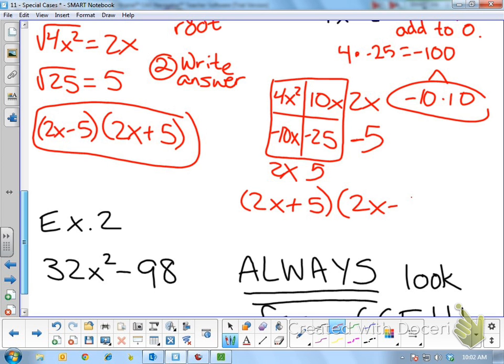So whichever method we use, we get the same answer. It doesn't matter which one you prefer. You may like the square root method better. You may like the box method better. But either one will still get us to the correct answer.